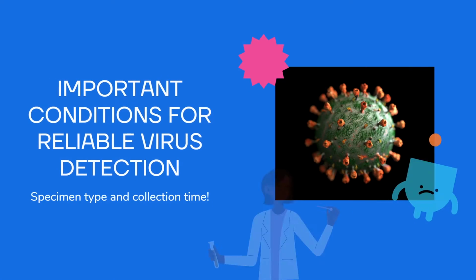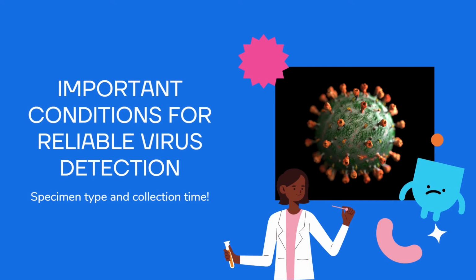For the detection of the SARS-CoV-2 virus, the specimen collection needs to be at the infected location, and two details are crucial in accurate results. These are the specimen type and the timing of specimen collection.